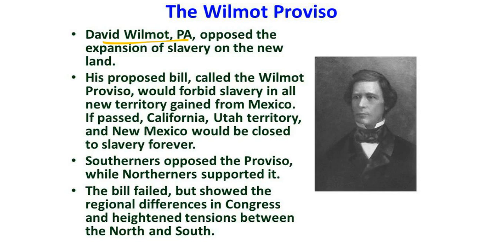David Wilmot of Pennsylvania opposed the expansion of slavery onto the new land gained from Mexico, and he's pictured here in this picture. He proposed a bill called the Wilmot Proviso, which would forbid slavery in all the new territories gained from Mexico. So if this bill had passed, California, the Utah Territory, and New Mexico would be closed to slavery forever. Of course, Southerners opposed the proviso because they wanted the opportunity to add new slave states into the Union. But Northerners supported it because they wanted to limit the expansion of slavery into the territories.